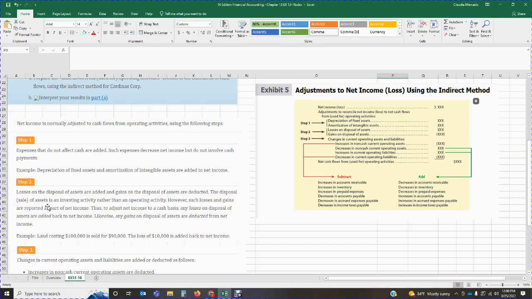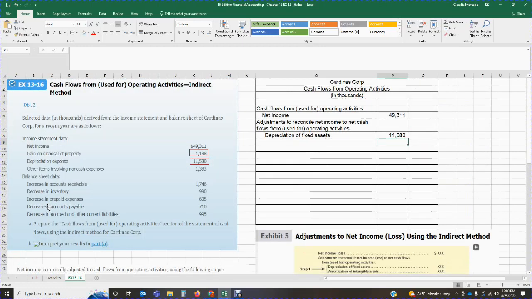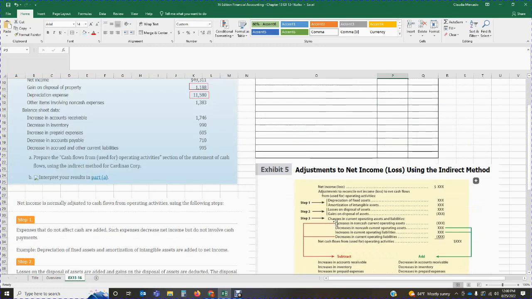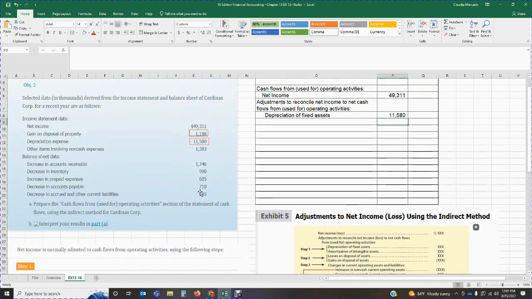We don't want to double count. So, if we have a loss, we add. If we have a gain on the sale of the asset, we subtract. So what do we have?